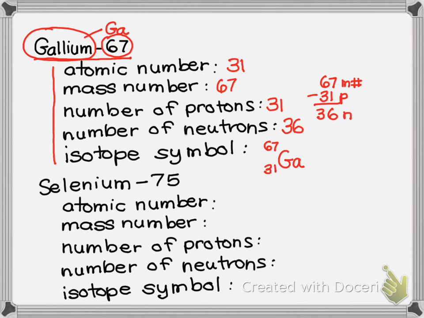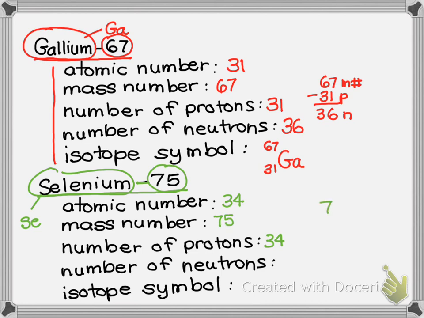So now let's try this for selenium. And you can always pause and try to fill it out yourself before I go. Again, here's the name of it, selenium-75. This is just a dash. If I look up selenium on the periodic table, its symbol is Se. Looking up selenium, I see that it is element number 34. That's its atomic number. The atomic number is the same as the number of protons. The mass number is given by what they showed us here as 75.